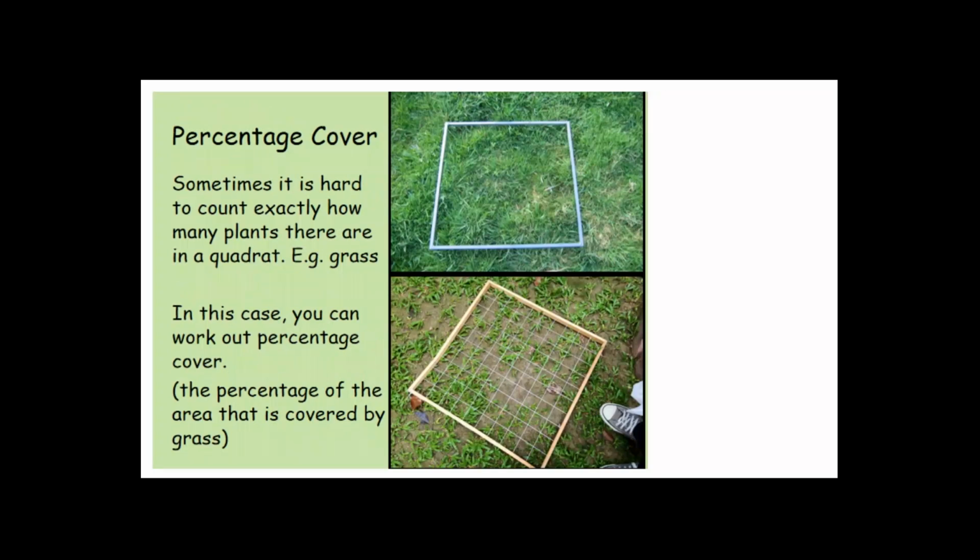Then percentage cover. Sometimes it's hard to count exactly how many plants there are in a quadrat if you have grasses, such as that. Counting all the grasses would be almost impossible. In this case, you can work out percentage cover, and that is the percentage of the area that is covered by a grass.